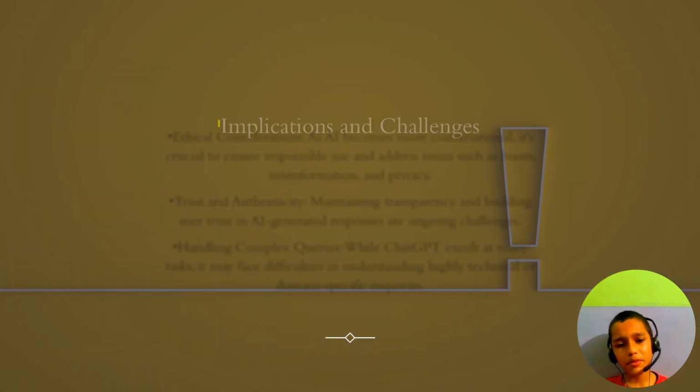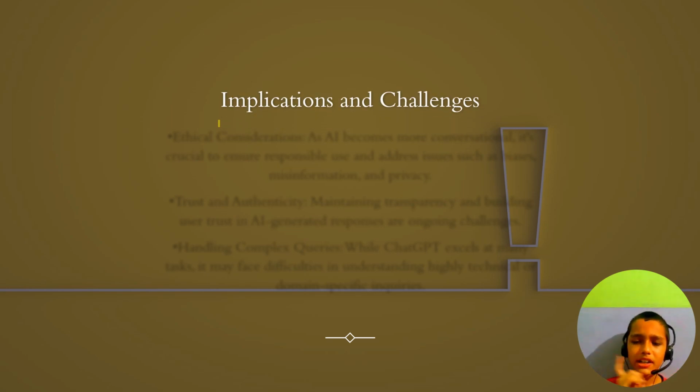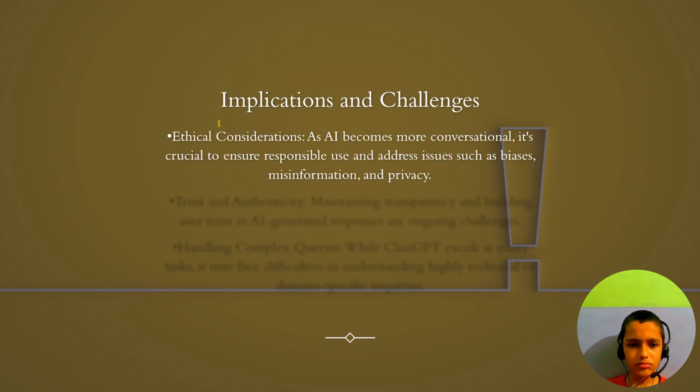Now let's move to the other topic, that is, what are the implications and challenges of ChatGPT, how it came about, and what were the challenges that it faced. So first is always ethical considerations. Whether it is safe, whether it is unsafe. What happens if our personal data gets leaked?